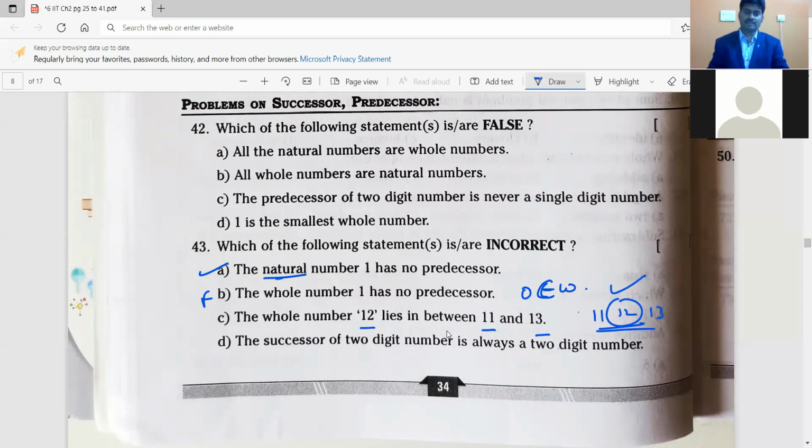The successor of a two-digit number is always a two-digit number. So for a two-digit number, I will take 10. 10 plus 1 is 11. And 99 I will take. 99 plus 1 is how much? 100. The successor of a two-digit number is always a two-digit number is wrong, except this case. This is also false. B and D are false. Okay. Hope you have followed.